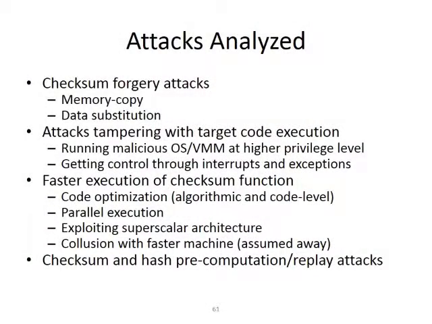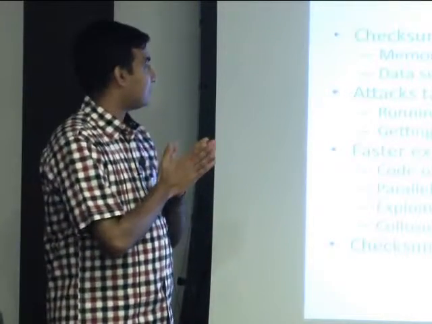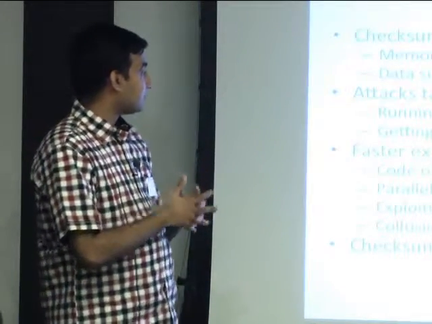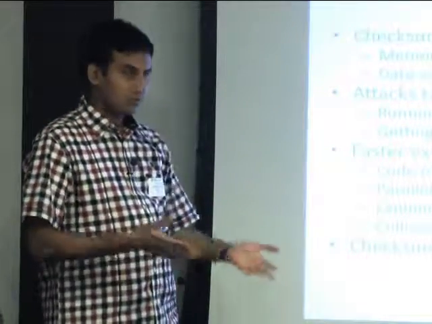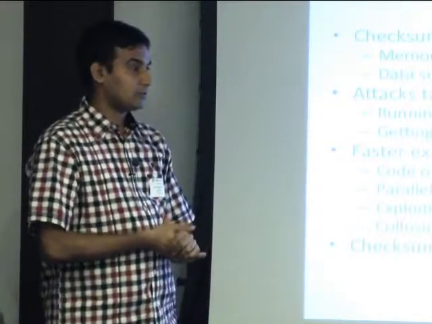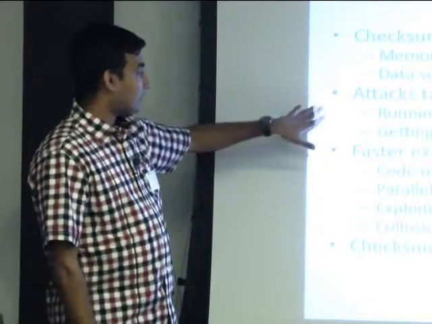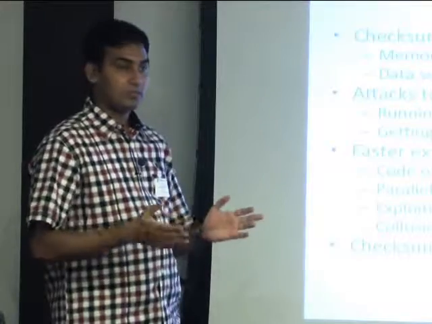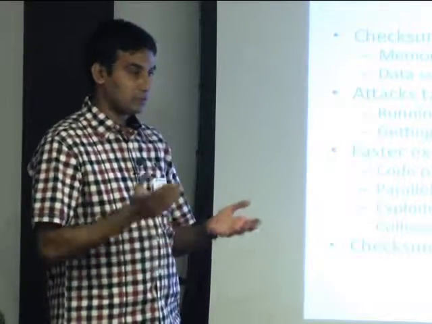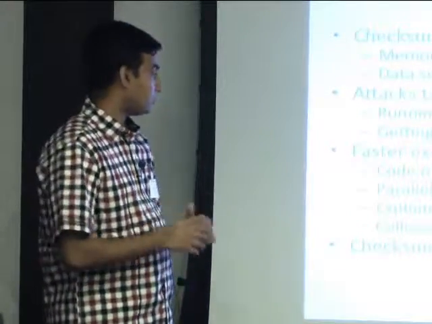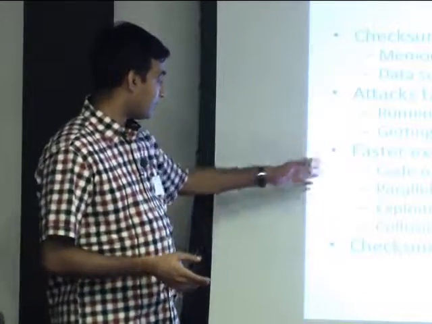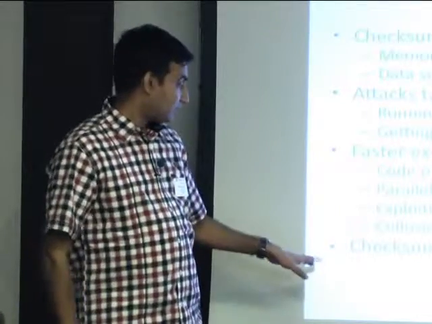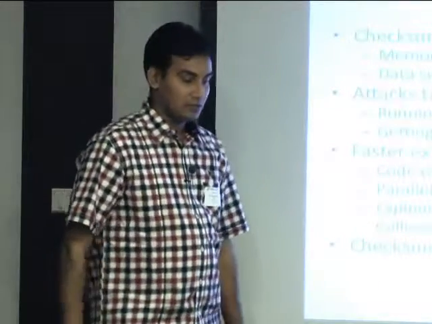Okay, so with that introduction, here's a set of attacks we analyzed. So we said, what are all the different ways people can subvert the system? So broadly classified into 4 categories. We have attacks to force the checksum, one of which, Sriram, we discussed in answer to your question. We have attacks to tamper with the execution of the target code. So basically, you preempt the target code when it's executing and try to gain control, so you can do what you want. You can try to speed up the checksum computation by various kinds of optimizations. And of course, there are the pre-computation and replay attacks.